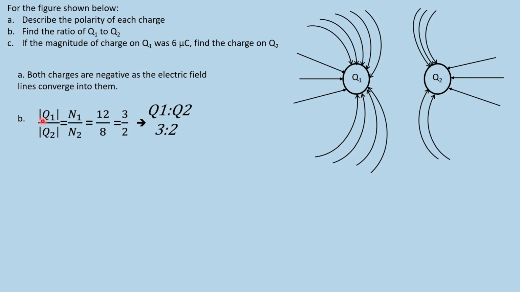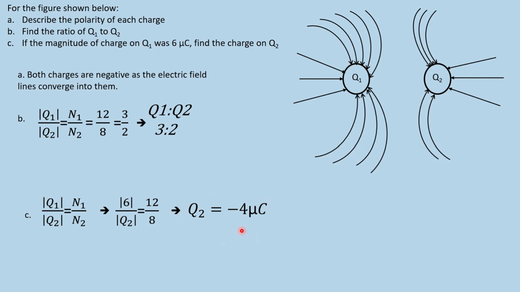For part C, we will use the same formula. Q1 is given as 6 microcoulombs. We replace to find the answer. So Q1 over Q2 equals N1 over N2. Then 6 over Q2 equals 12 over 8. Then you calculate Q2 and it is 4 microcoulombs in magnitude. So when I took it out of the absolute value, I get 4 microcoulombs. But since Q2 has a negative polarity, as we mentioned in part A, then I have to write that it's negative.